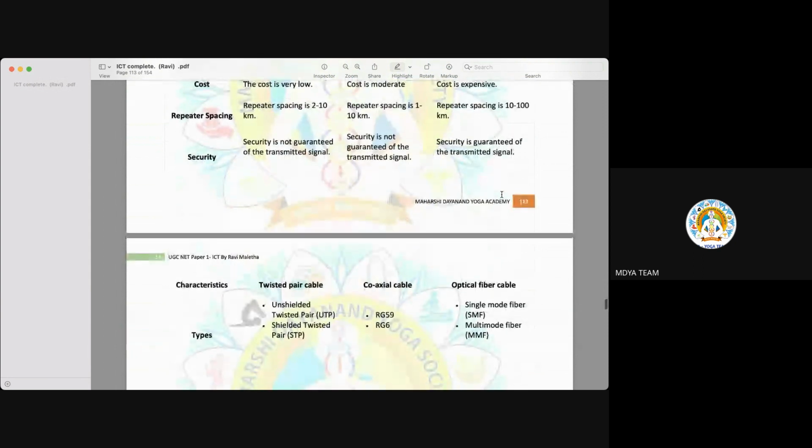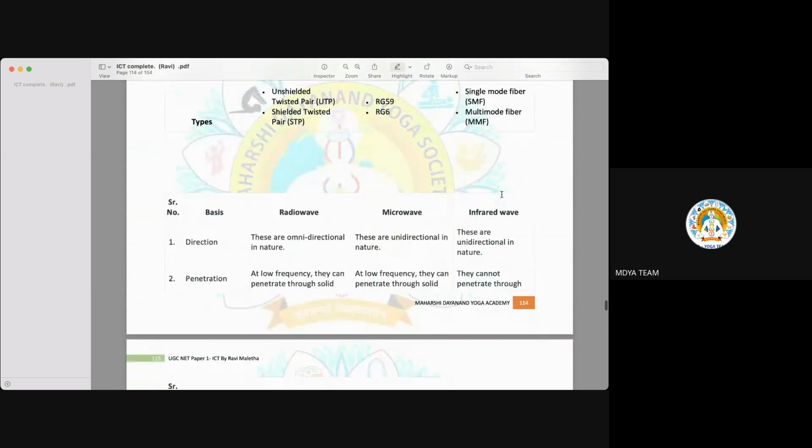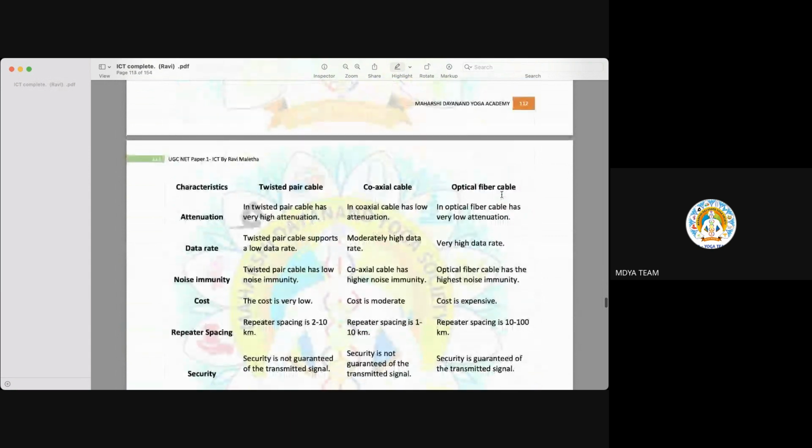What is attenuation, ma'am? Attenuation means distortion, you can say. The signal gets distorted, meaning it becomes weak or corrupted by some noise. That way you can understand. Okay.